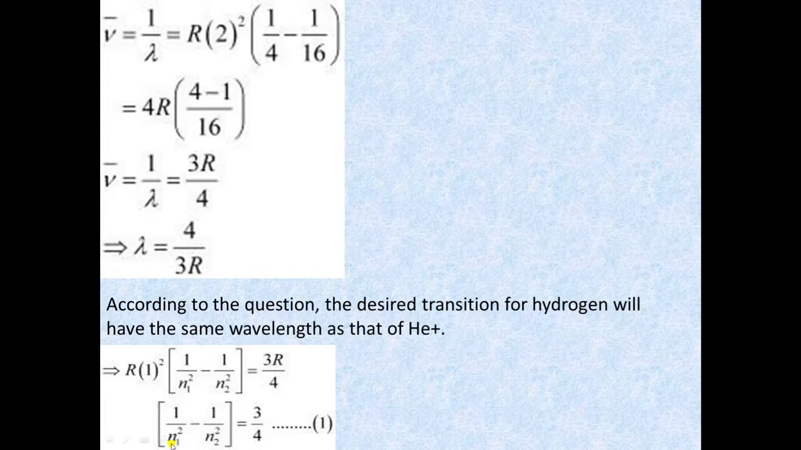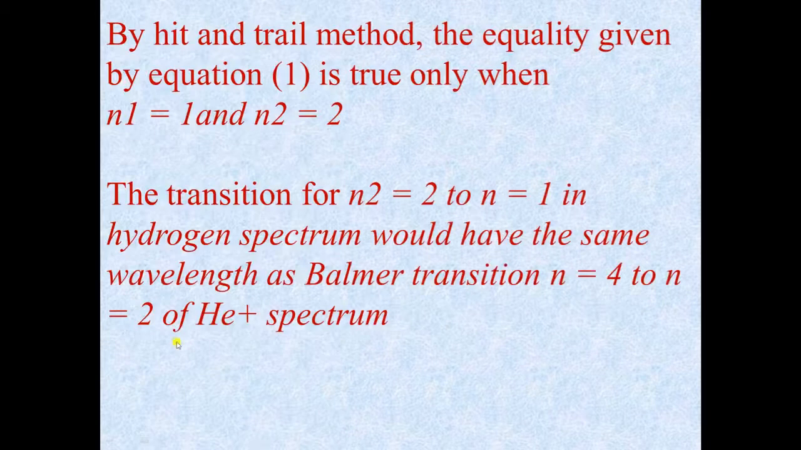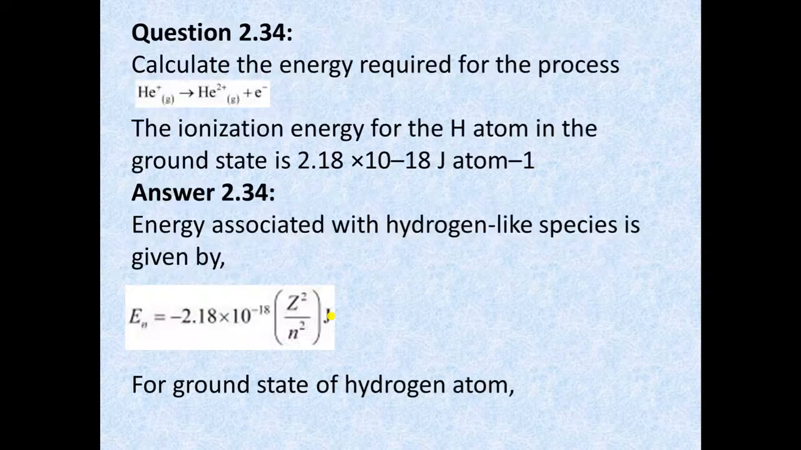Now we have to put values of n1 and n2 in such a way that it becomes equal to 3 by 4. Okay, so here we will use the hit and trial method. Here value of n1 comes equal to 1 and value of n2 comes equal to 2. That means transition n2 equal to 2 to n equal to 1 in hydrogen spectrum would have the same wavelength as Balmer transition n equal to 4 to n equal to 2 of helium positive spectrum.